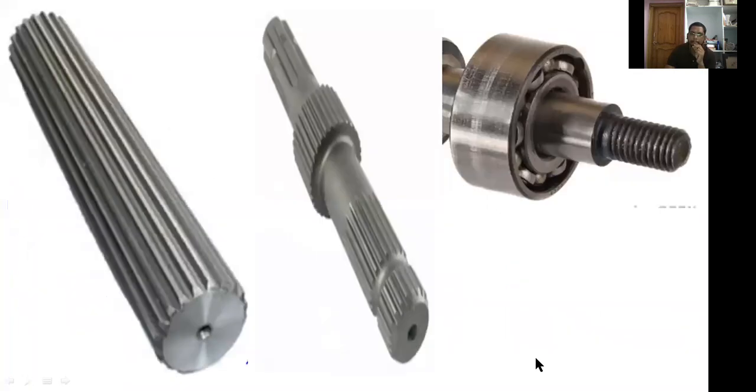Now this shaft shows splined shafts. These show splined ends, here splines on the shaft. These splined shafts are used in gearboxes.